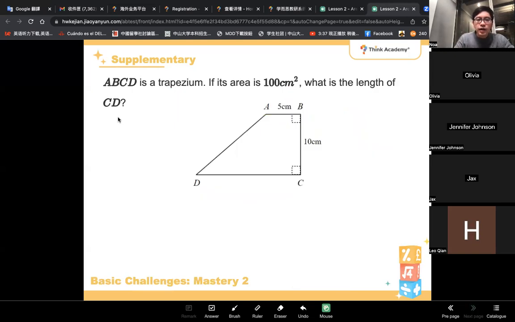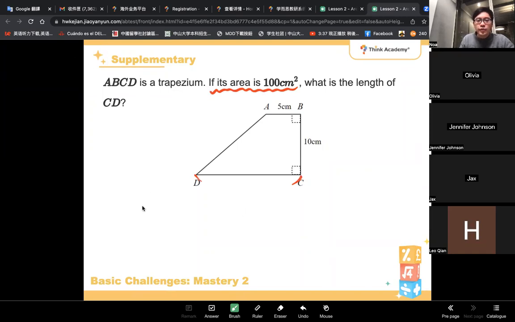So it is from our mastery class. So if you are not in the mastery, you can also listen to this one, try to figure it out, or have a rest. I don't know. So it says here the area is 100 square centimeter. So we know 100 square centimeter is the area. And we want to know what's the length of CD.